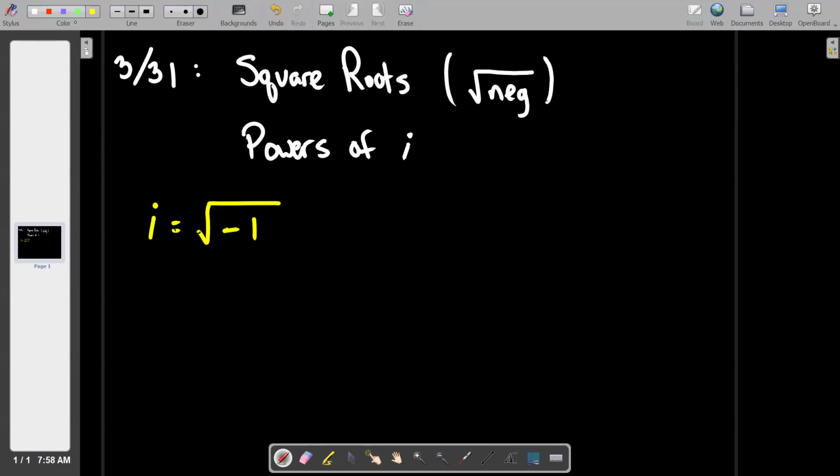I'll give you a name for it, though you don't really need to know this. It's called the imaginary unit. And what this opens up for us is the possibility of working with square roots of negative numbers.